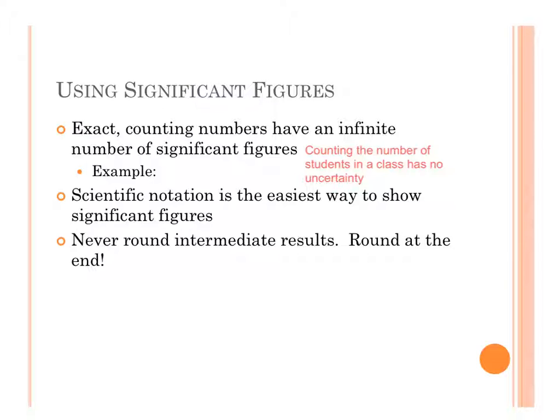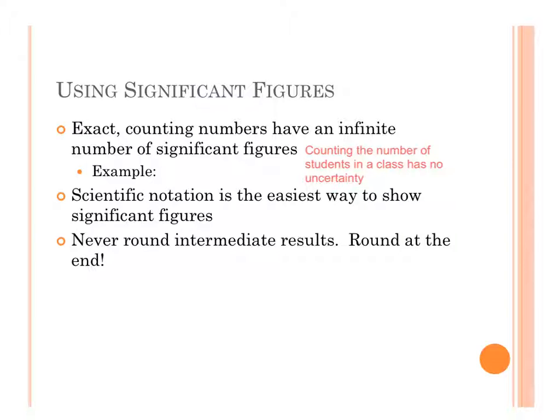So significant figures, again, have to do with measurements taken with instruments. Counting is not a measurement. It is exact, and so there's no need to show uncertainty. Second fact about significant figures is that using scientific notation is the easiest way to show significant figures. As I mentioned before, every digit written in the first part of a scientific notation number is significant.